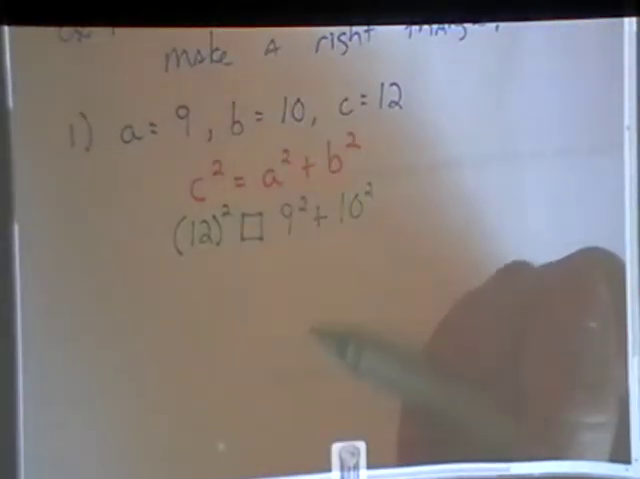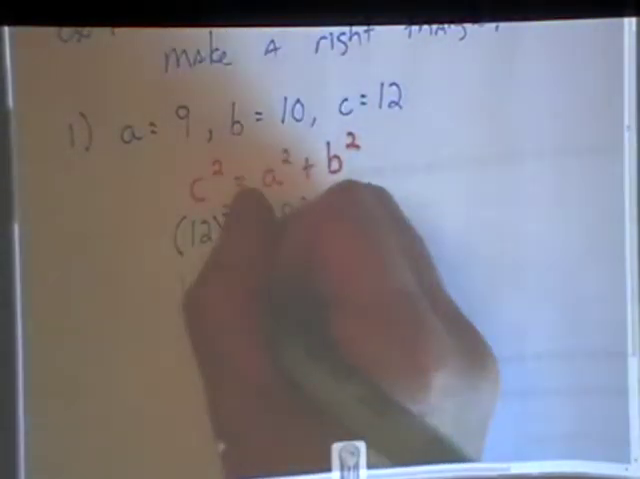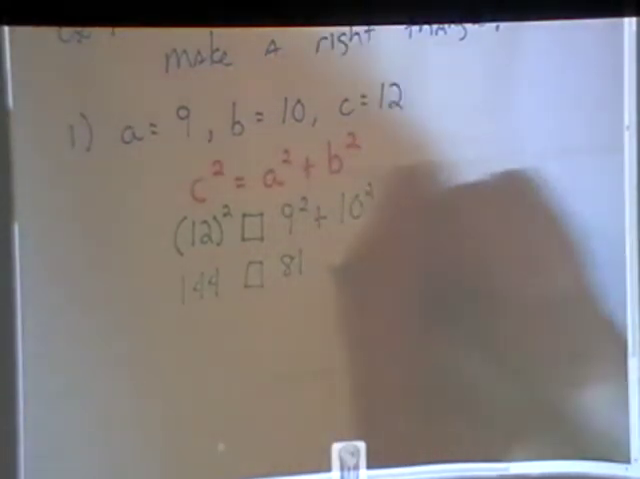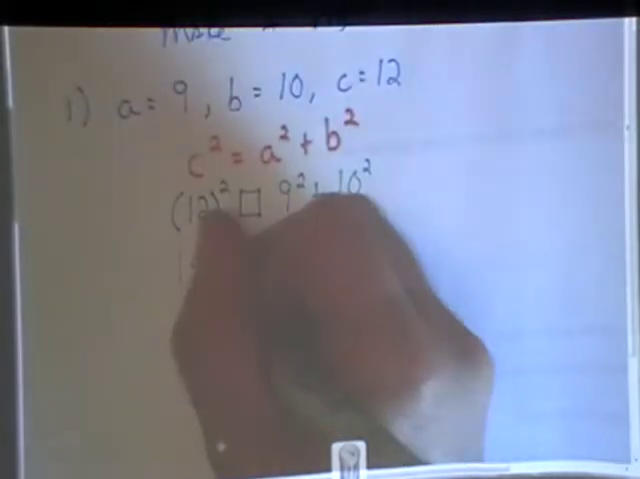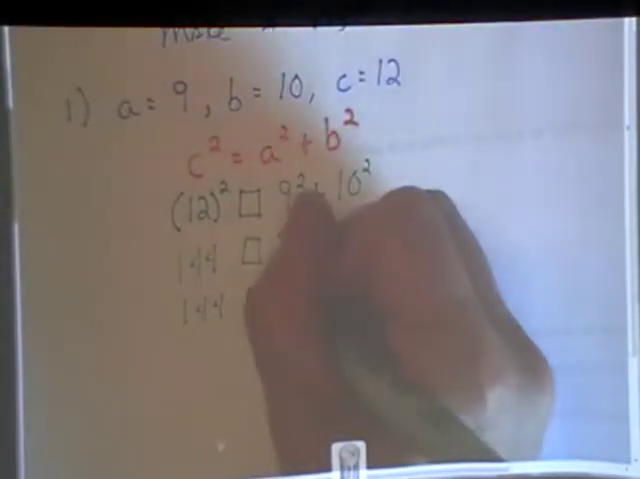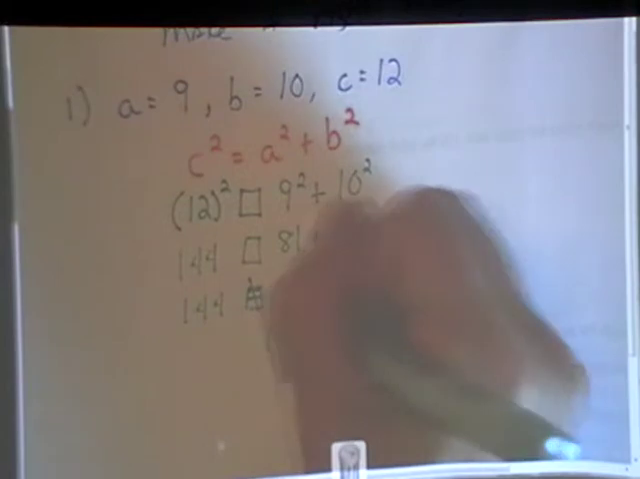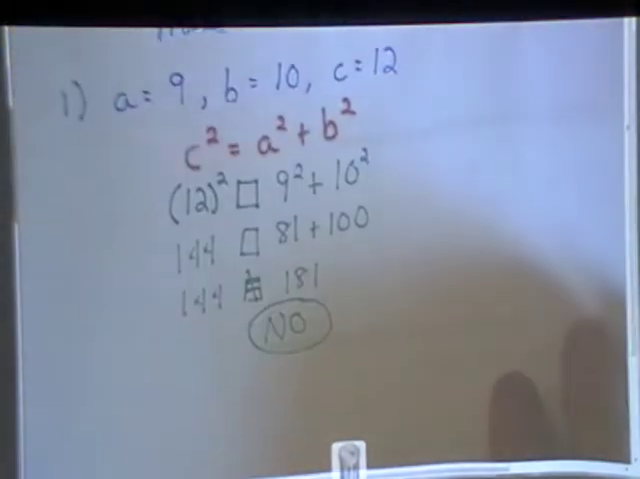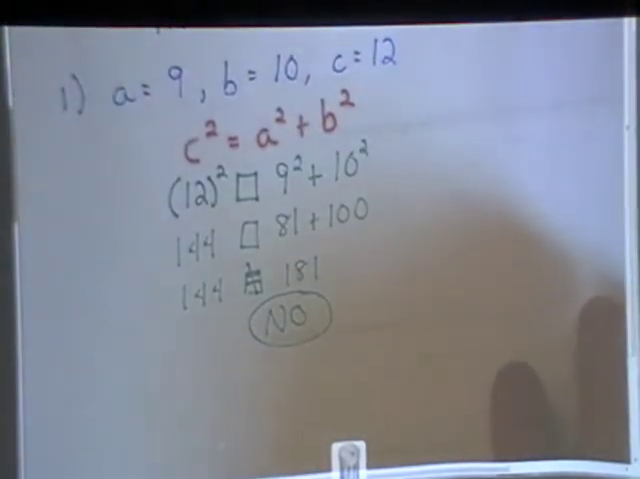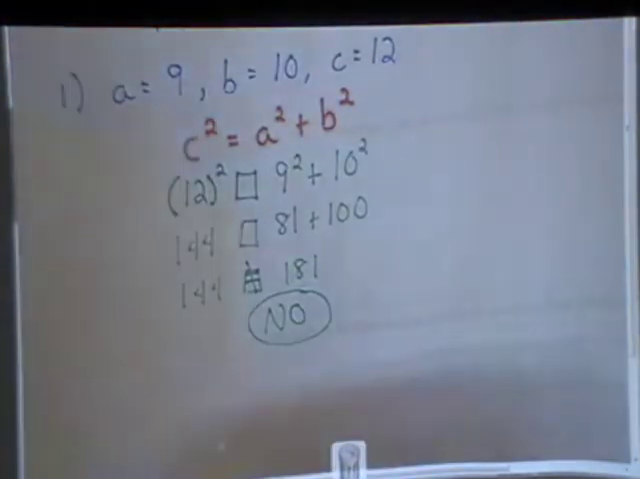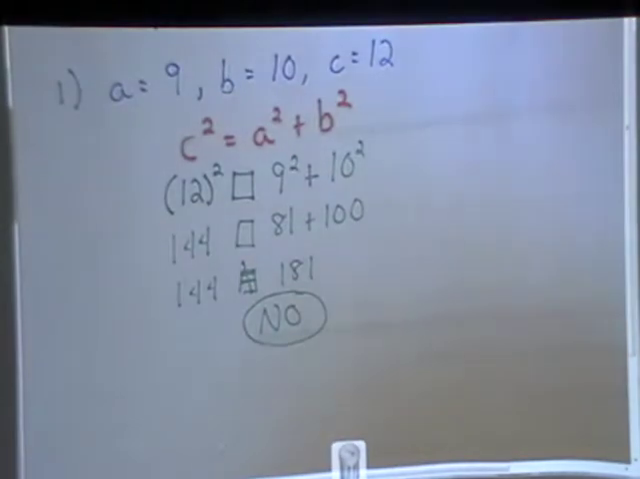12 squared is 144. 9 squared is 81. And 10 squared is 100. Alright, one more step. 144 and 181. Is 144 equal to 181? No. So is it a right triangle? No. Alright, and I actually want to see all your work. If all you do is put yes or no's, you're not going to get any credit.